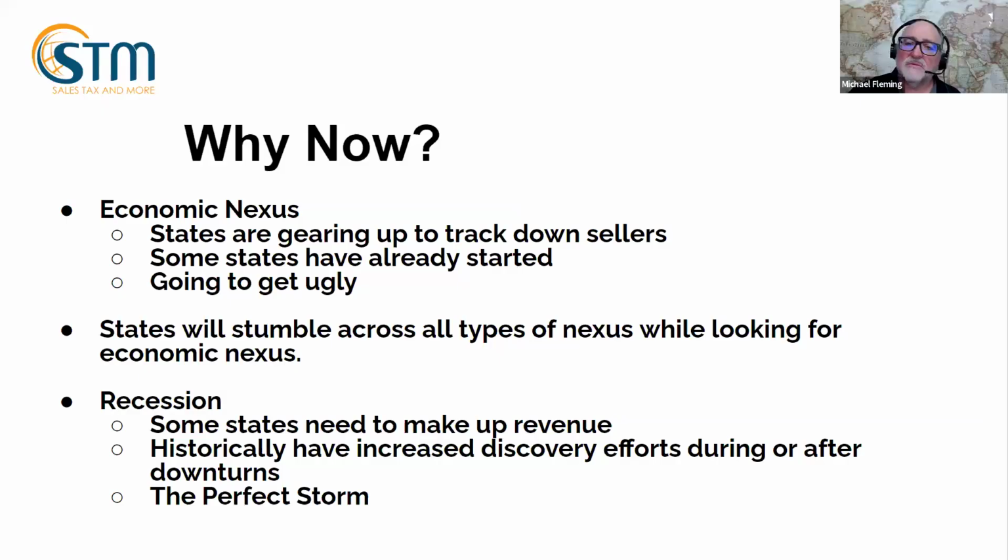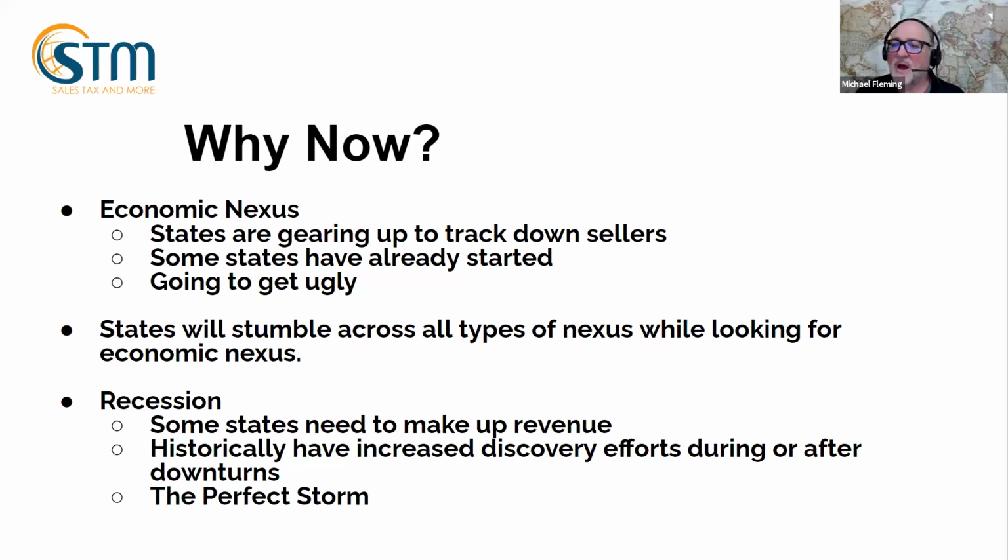Why now? Well, states know that we're going into 6 years this June that we've had economic nexus. And roughly 50% of the companies out there are not compliant. The states know that, and they're coming hard. They're starting to go after companies looking for economic nexus because they know there's so much money on the table right now.